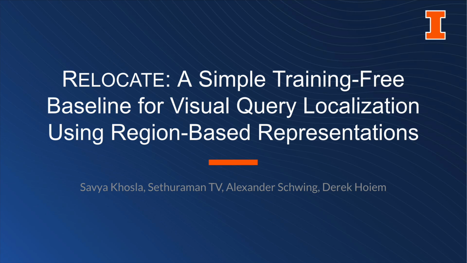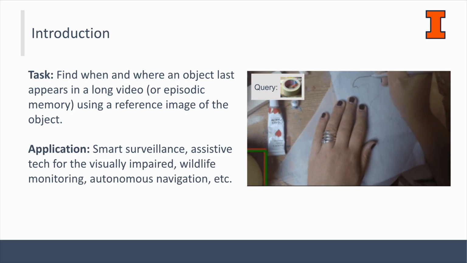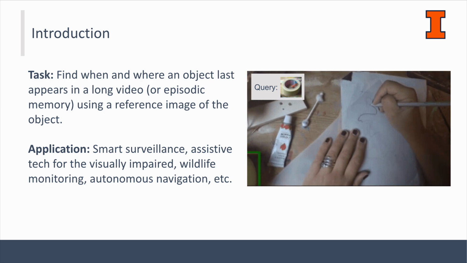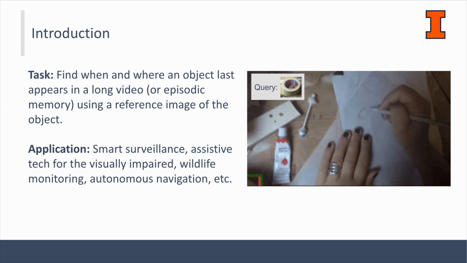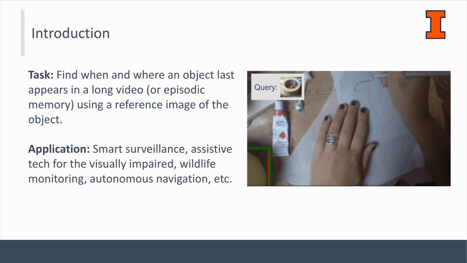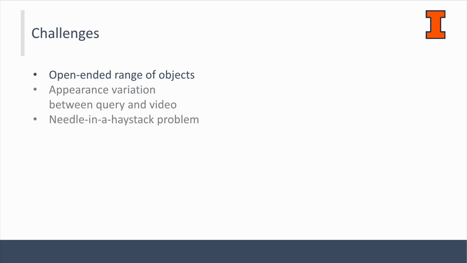Relocate, a simple training-free baseline for visual query localization using region-based representations. Visual query localization is the task of finding when and where an object last appears in a long video, given a reference image. In essence, it's like querying episodic memory with visual prompts. This task has several applications such as smart surveillance, assistive tech for visually impaired, wildlife monitoring, and autonomous navigation.